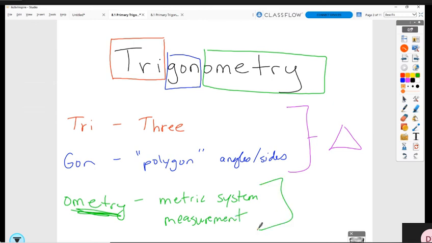So the suffix, in a nutshell, can just be called measure. So if you're explaining this to your younger sibling, trigonometry, what is it? Well, really, it's just triangle measurement. That's all it is. That's all we're doing.